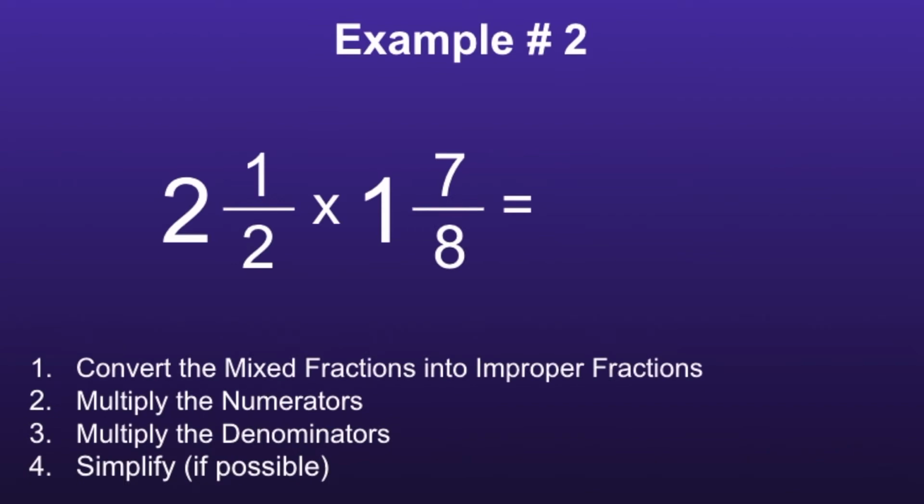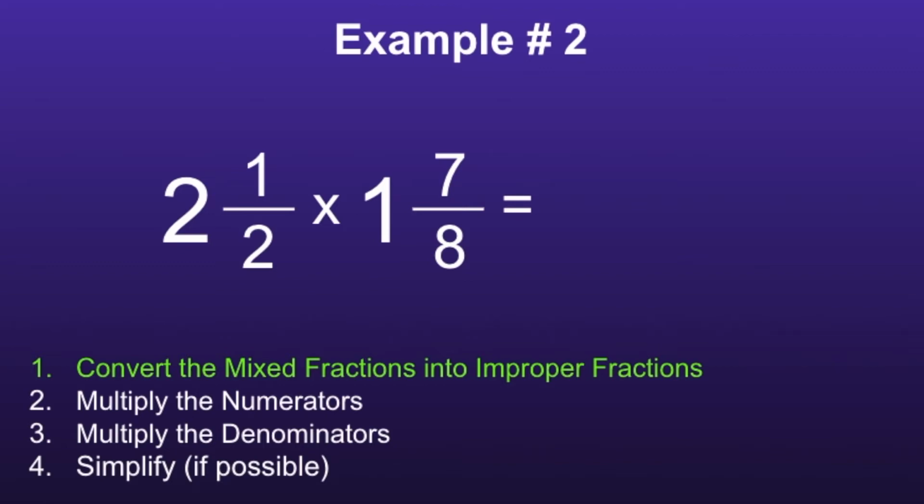Example number 2. 2 1/2 times 1 7/8. Since we have mixed fractions, the steps are going to look a little different. Step 1. Convert the mixed fractions into improper fractions. So let's start with the first fraction, 2 1/2.